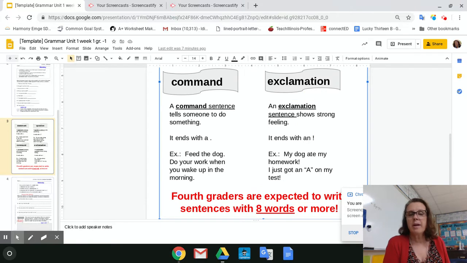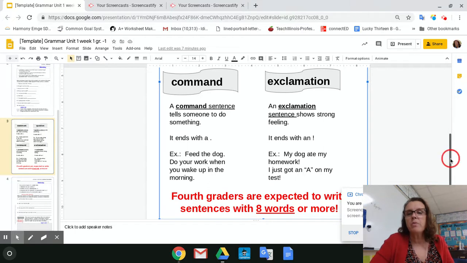So, for example, you might say, Miss Dinkelman, help, my dog ate my homework! You wouldn't say, my dog ate my homework. You would say it with feeling, my dog ate my homework! And that's why we have an exclamation mark. Another example, I just got an A on my test! Wouldn't you say that? You wouldn't be just saying it in a regular tone of voice. You would be excited if you got an A on a fourth grade test. So, those are some examples of exclamations.